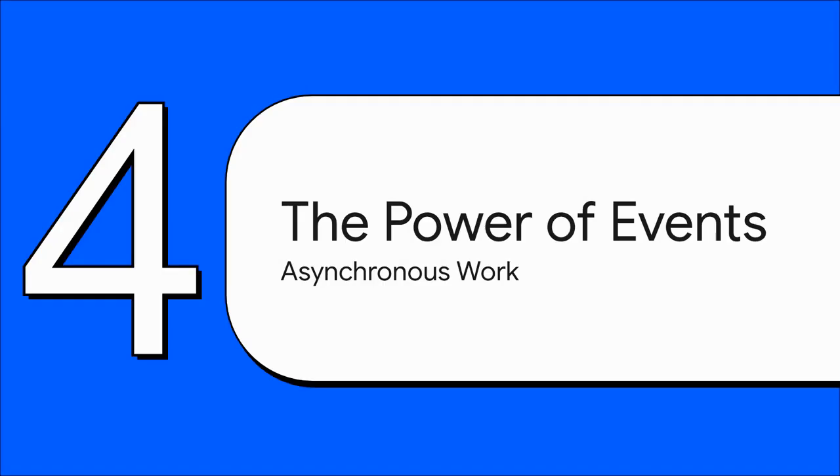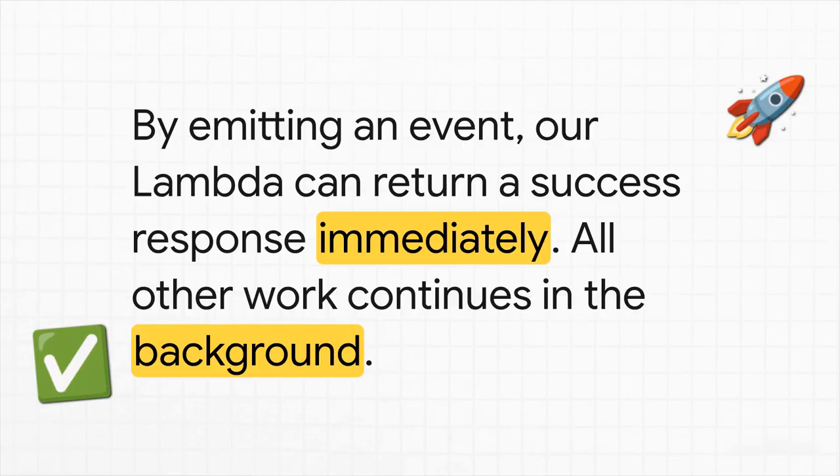This is where we introduce the power of events, our text messages. Instead of cramming all that work into one Lambda function and making the user wait, we can just announce that something happened. We can emit an event and let other parts of our system react to it whenever they're ready. So check out how this changes our flow.